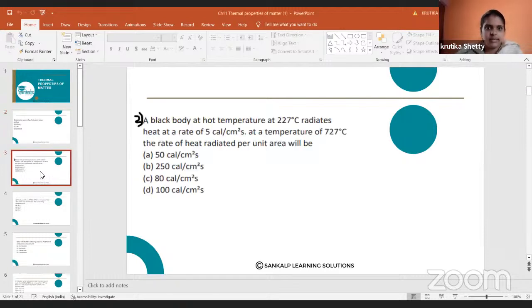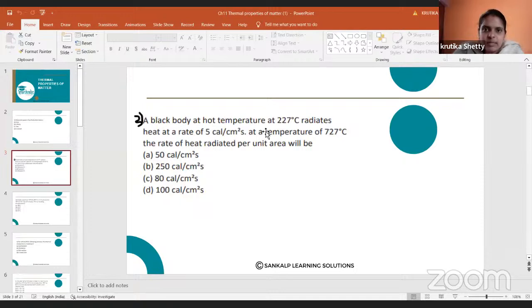Then the next question is, a black body at temperature 227 degrees Celsius radiates heat at a rate of 5 calorie per centimeter square second. At a temperature of 727 degrees Celsius, the rate of heat radiated per unit area will be. So how are we going to do this one?